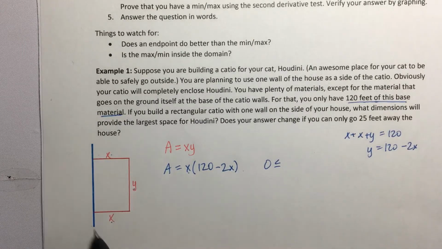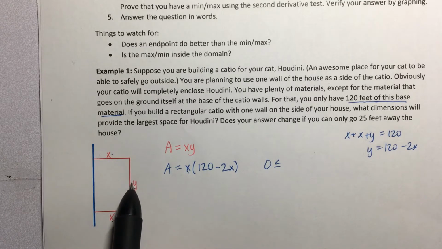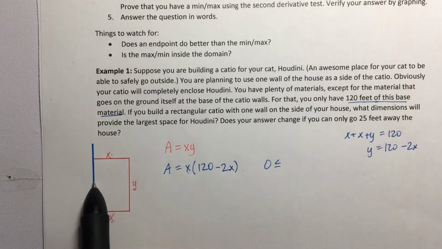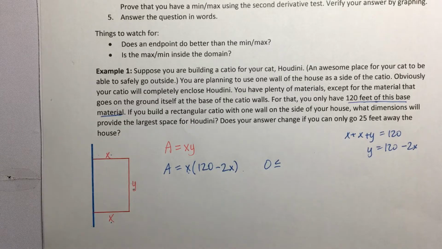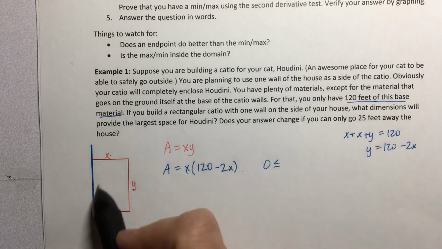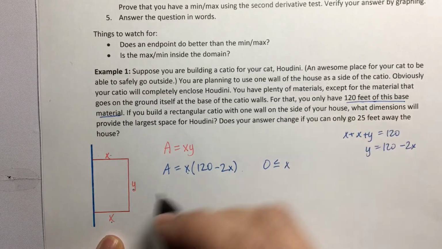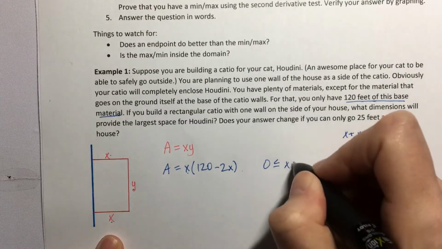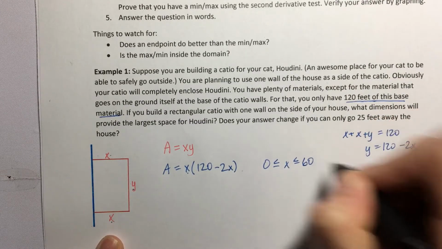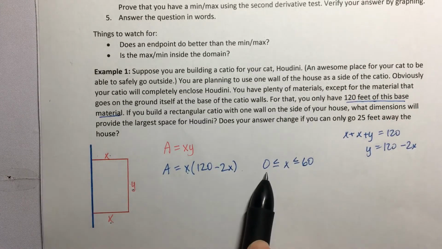That would be a terrible one. The other way would be if you had X as big as possible, which would mean Y is as small as possible. So it'd be like this out and back, infinitely skinny sort of pen. Again, not a good catio, but we're just setting our domain. But that would mean a maximum of 60. This is going to come back in a little bit.